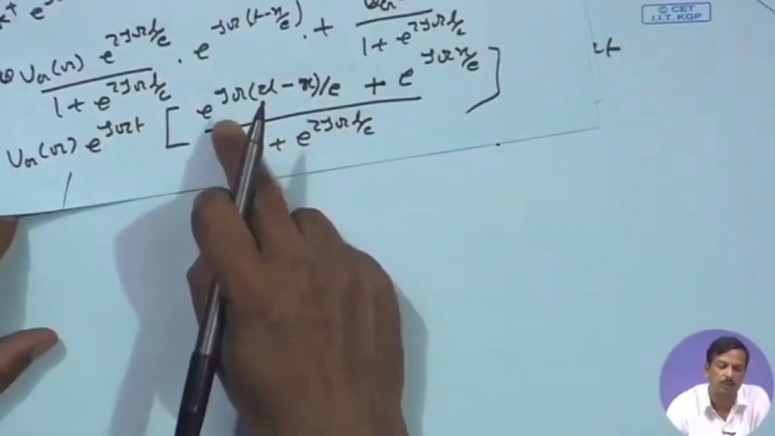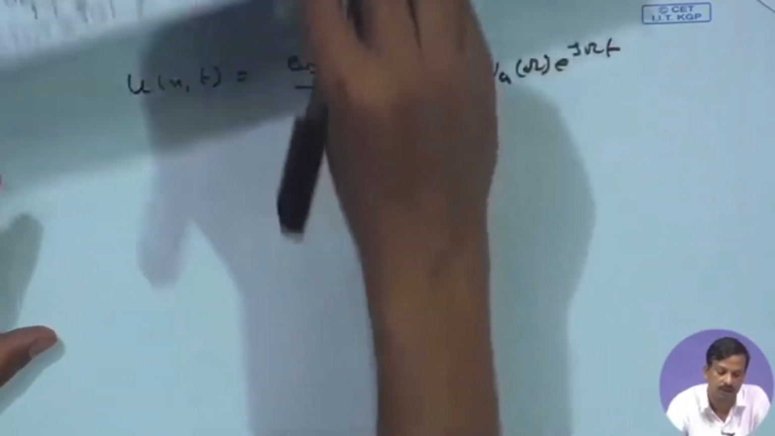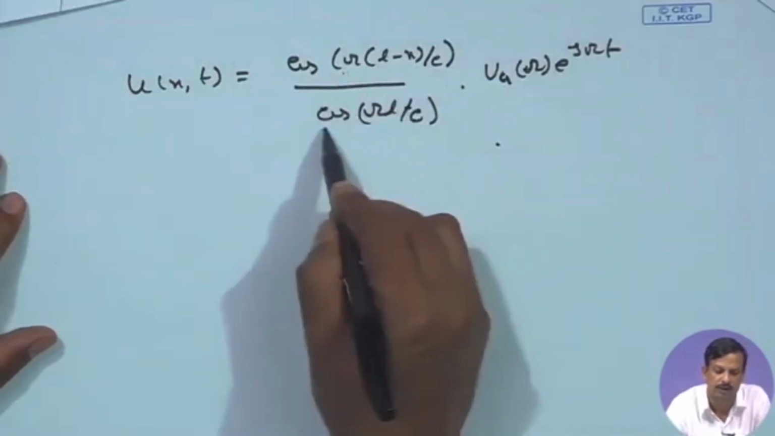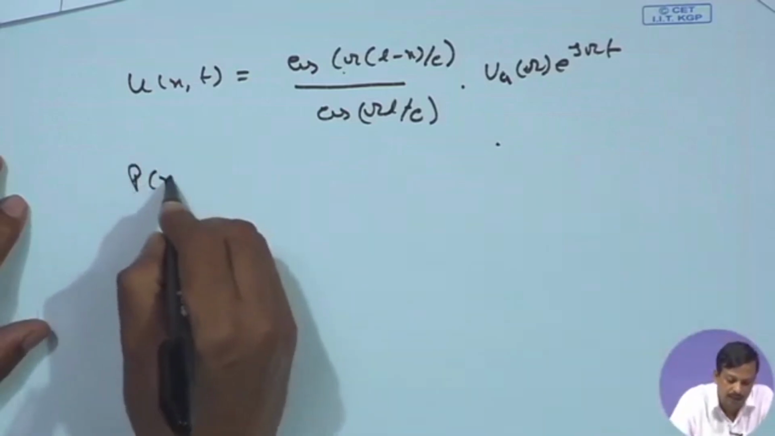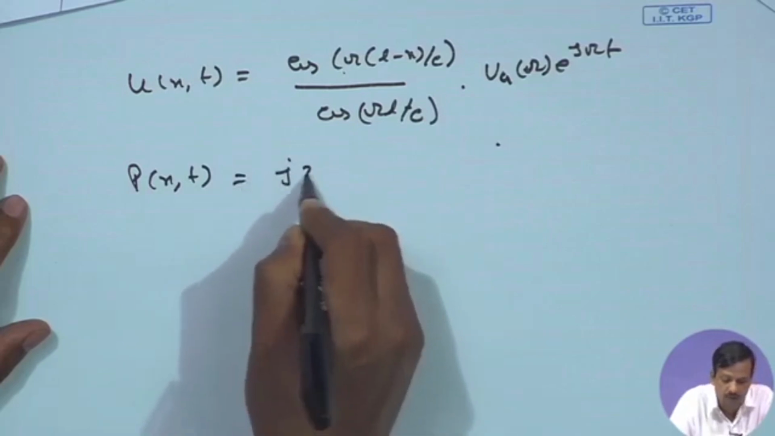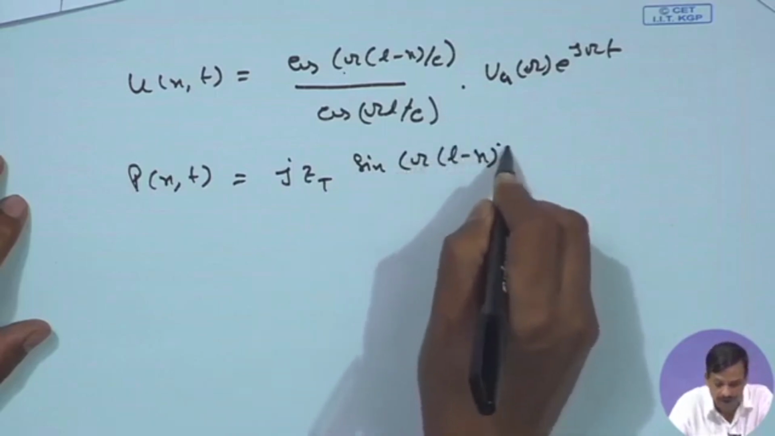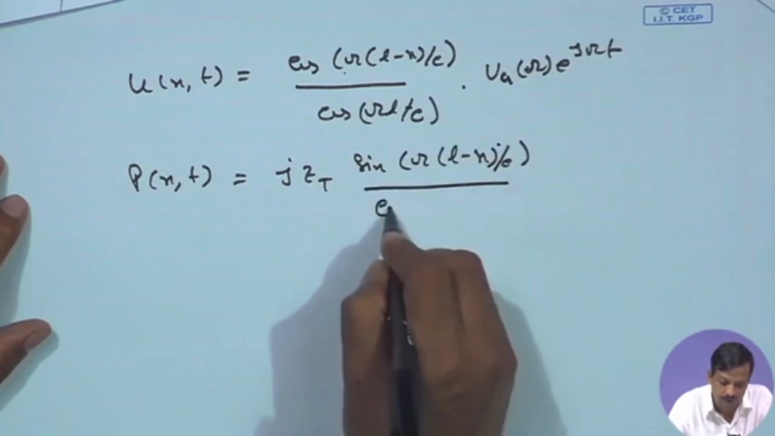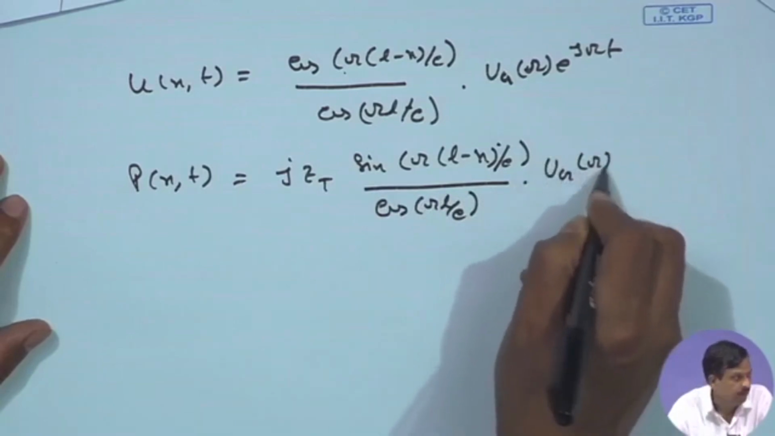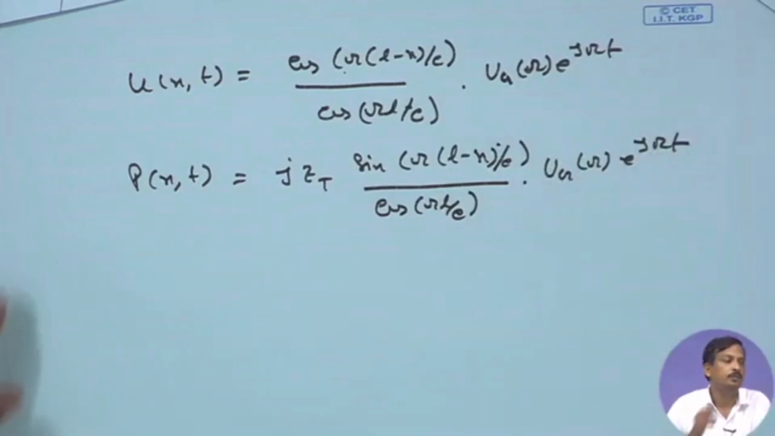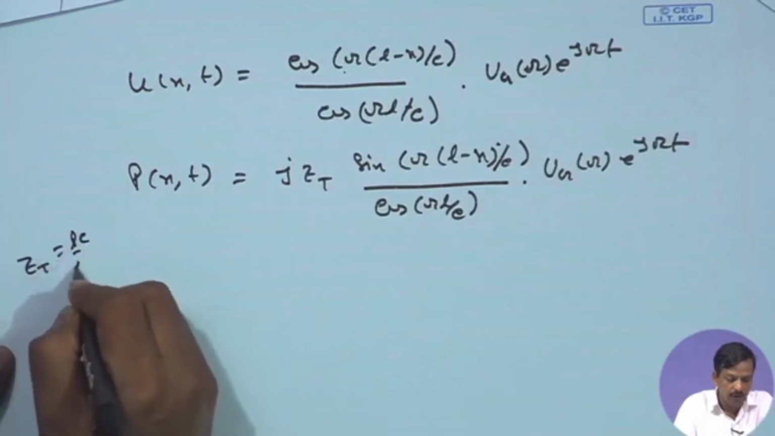Here, if I say e to the power j theta with L minus x, then it will come as cos omega (L minus x) by c into cos omega L by c, if I simplify it. Similarly, I will get p(x,t) = j omega Z0 sin omega (L minus x) by c divided by cos omega L by c into U_G(omega) e to the power j omega t, where Z0 is equal to rho c by A.